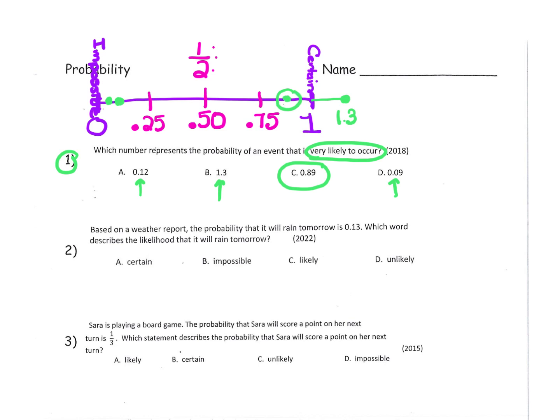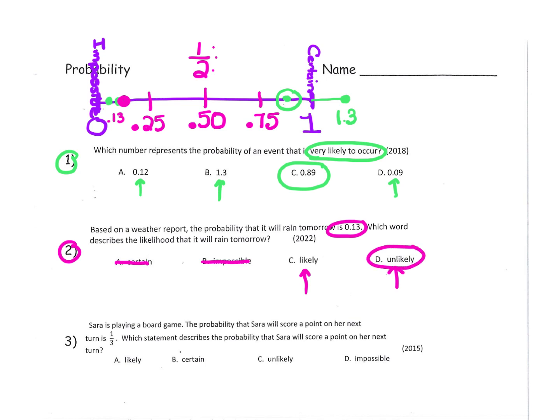Let's move on to number 2. Based on a weather report, the probability that it will rain tomorrow is 0.13. Which word describes the likelihood that it will rain tomorrow? Well, where does that lie on the probability scale? It's about here, 0.13. Well, it's not certain because it doesn't have a probability of 1. It's not impossible. So decide. Is there a strong chance? Is it likely? Or is it close to 0 and highly unlikely?